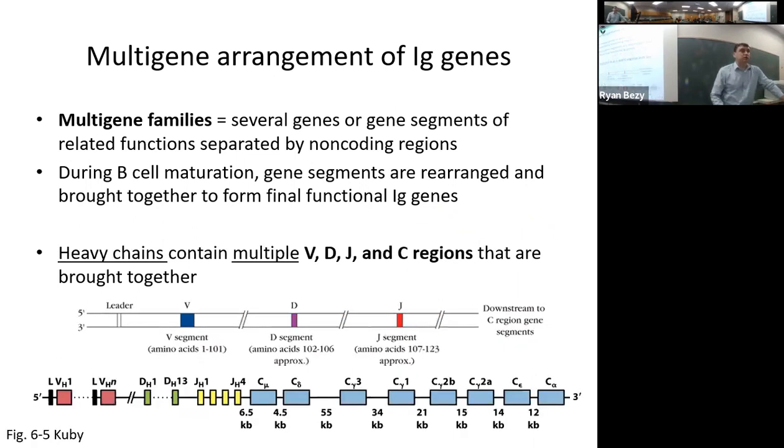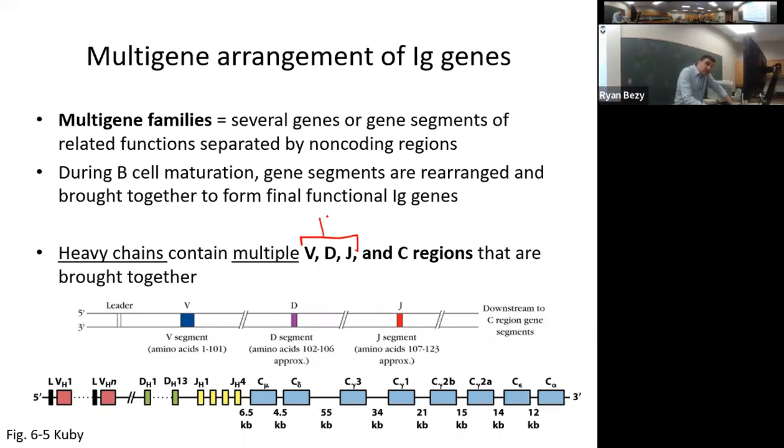Heavy chains are going to contain multiple V gene segments, multiple D gene segments, multiple J gene segments. The V, D, and J segments are going to make up the variable domain, whereas the constant region is the constant domains.